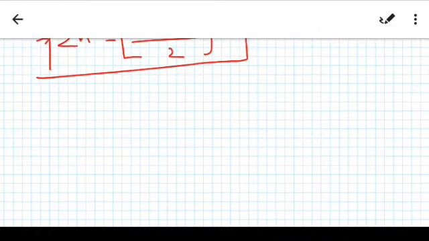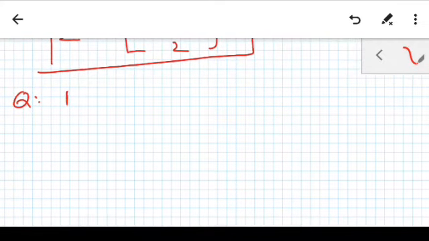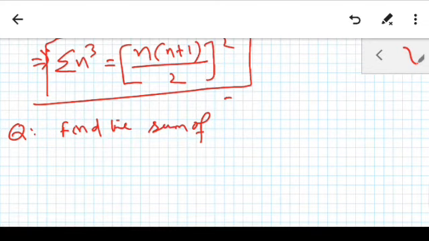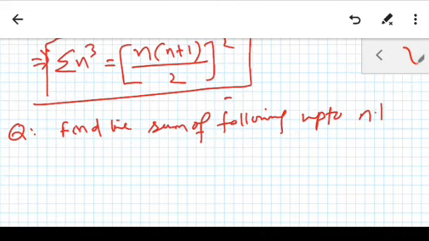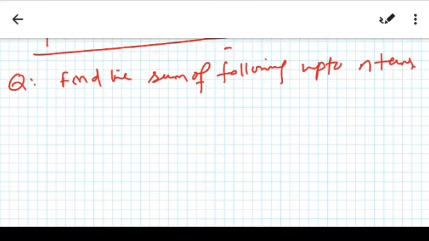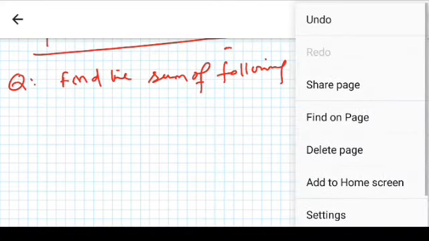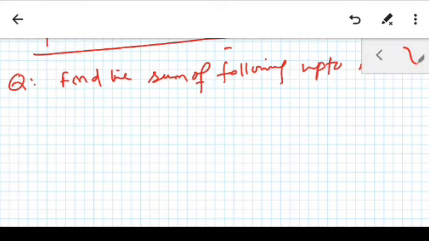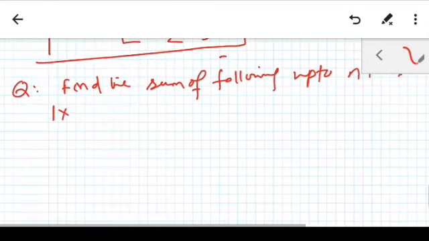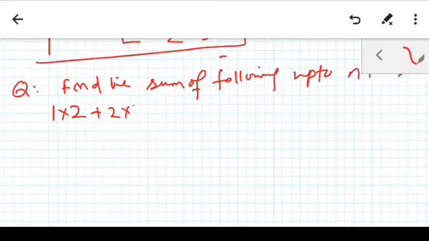Question: find the sum of following up to n terms. Okay, now first thing is you find Tn, right? So the question goes like this: 1 into 2 plus 2 into 3 plus 3 into 4 plus up to n terms.